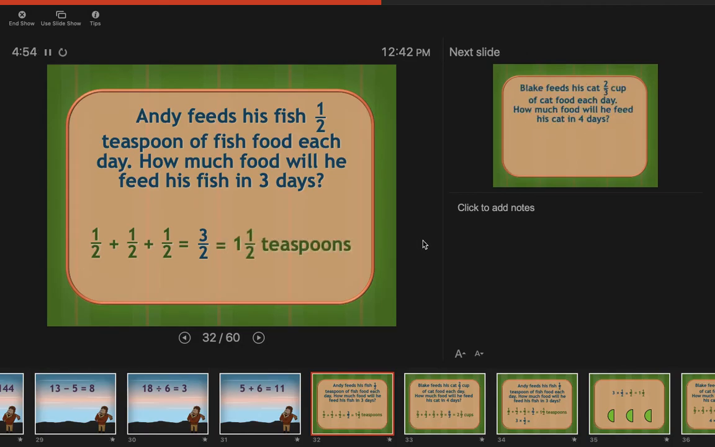Don't forget your label there. It wouldn't just be 1 1/2. It would be 1 1/2 teaspoons. You're talking about a specific amount of food.